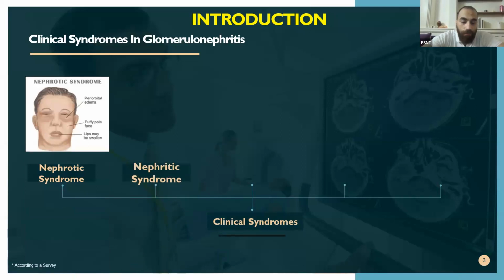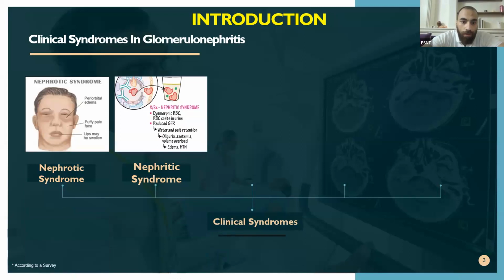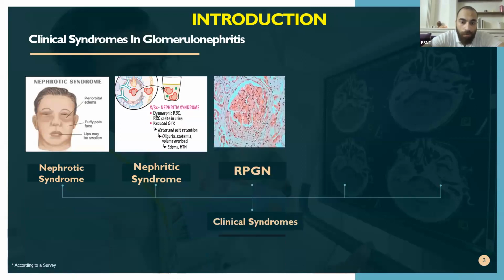And we have nephrotic syndrome, which usually presents with azotemia, active urinary sediment in urine, and hypertension. And we have what is called rapidly progressive glomerulonephritis, which presents with rapid AKI and active urinary sediment, which is now called crescentic GN.